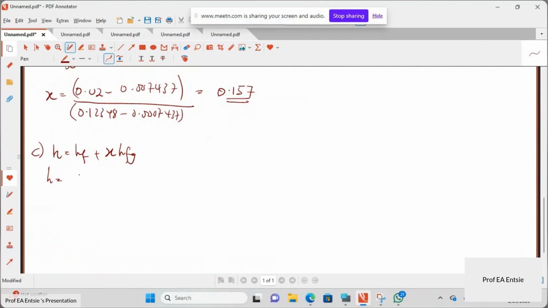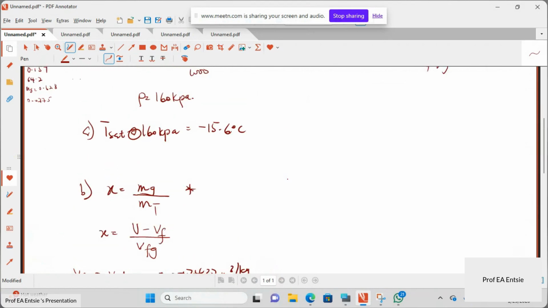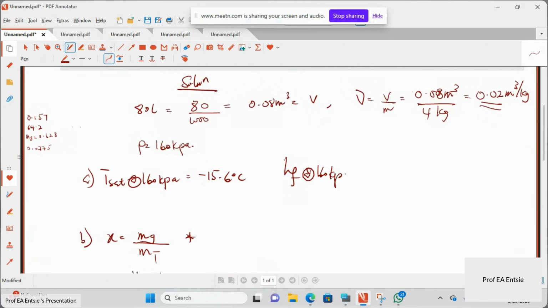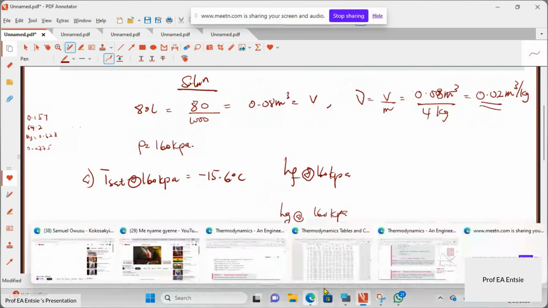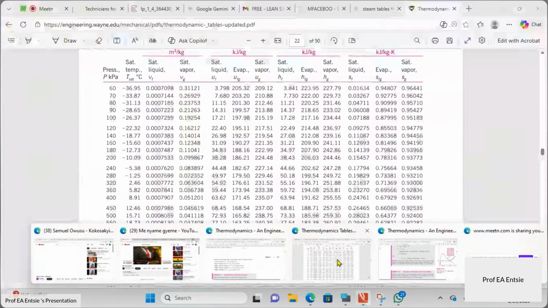So Hf, we don't know. So we go to our table, find Hf at 160 kilopascal, Hg at 160 kilopascal, Hfg at that same 160 kilopascal. But that one we will not find from the table. We can use Hg minus Hf. But normally for steam tables, they give us Hfg, that's the enthalpy at the fg phase, right? Between the Hg and Hf.